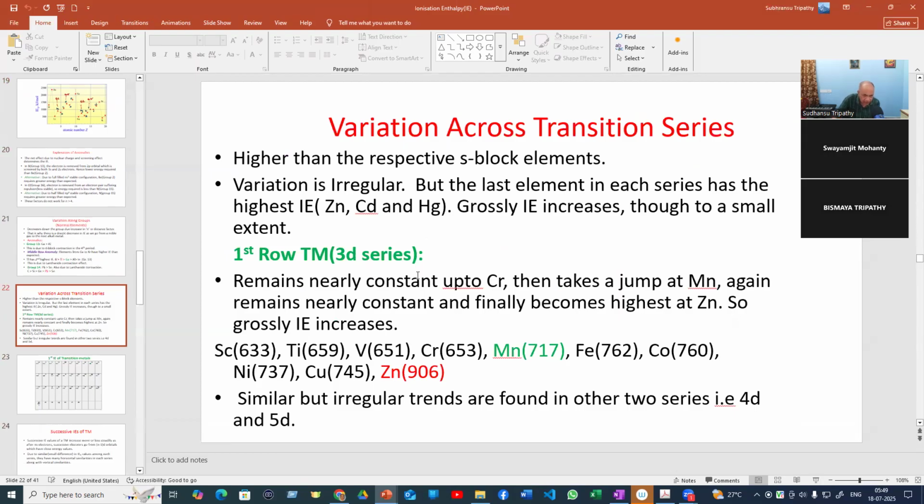In the first row, the 3d series remains nearly constant up to chromium, then takes a jump at manganese. Again remains nearly constant and finally becomes highest at zinc. So grossly IE increases. Now see, 633, 659, 651, 653, it increased a bit then decreased, so more or less the same. 6 something, but suddenly manganese became higher. This is 4s2 3d5.